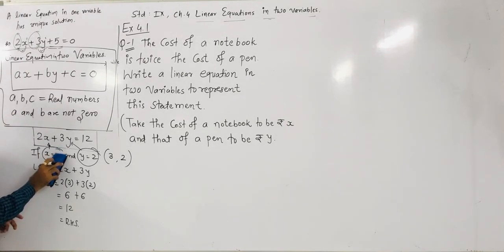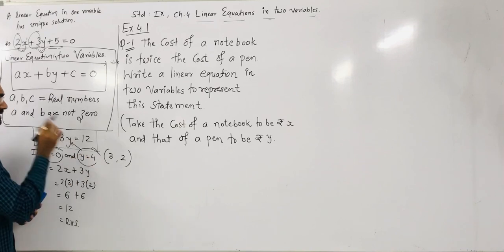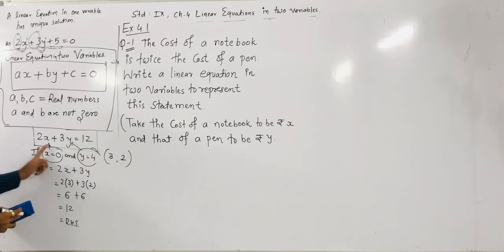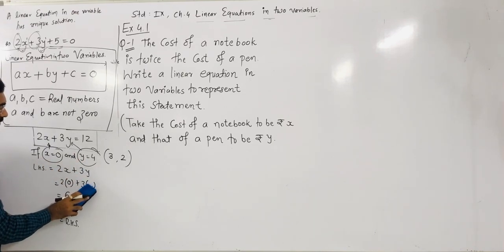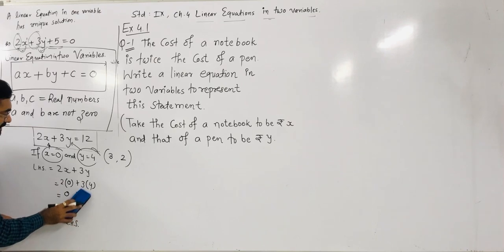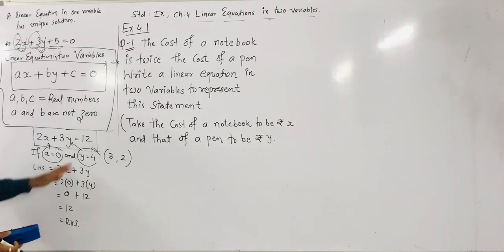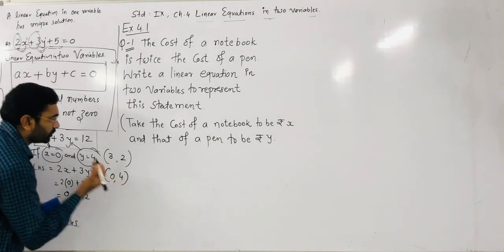How? Suppose I take x is equal to 0 and y is equal to 4. So in the left hand side of the equation, whenever we write, in place of x we have to put 0. In place of y, we have to put 4. Right? So here it is 2 into 0 becomes 0. 3 4s are 12. So 0 plus 12 is what? 12. So that one is also satisfied. So another solution we get as what? (0, 4). Right?